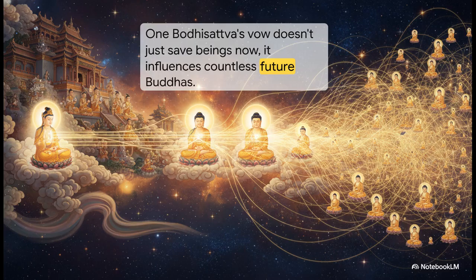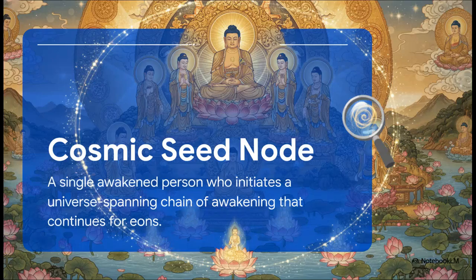Every single person they help awaken is now on a path to become a Buddha themselves in the future. And what are they going to do? They're going to continue to spread that same vow and wisdom. It just keeps going. And this leads to this incredible concept of a cosmic seed node. A single awakened person becomes the starting point, the seed for a brand new universe-spanning network of awakening. That initial act of compassion doesn't just fade away. It echoes through countless eons, kicking off an endless, self-replicating chain reaction of enlightenment.